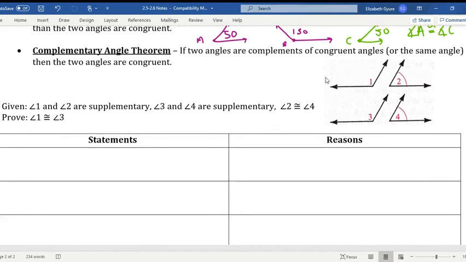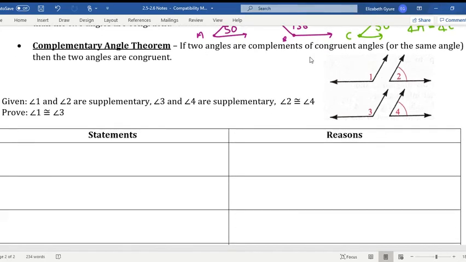So if we look at this, again, use your context clues. Let's just look at our picture. 1 and 2 are supplementary. That means they're going to add to be what? 180. Thank you. All right. 3 and 4 are supplementary. That means they're going to add to be 180. But 2 and 4 are congruent.